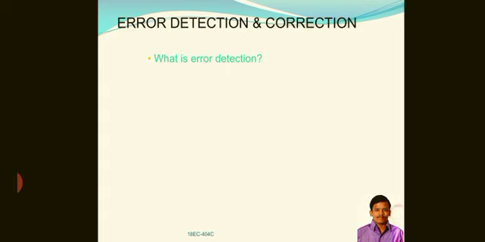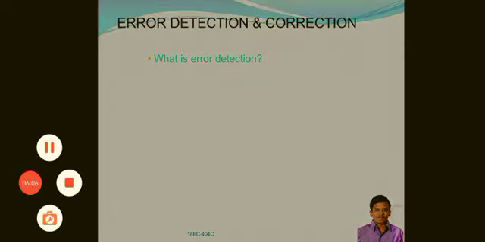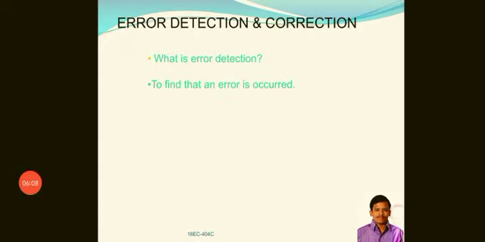Now, to find out the errors occurred in digital communication, we are going to see some methods called error detection and correction methods. First we will see what is meant by error detection, then we will go for error correction. First we will see what is error detection. The main purpose of error detection is to find out whether an error has occurred or not.